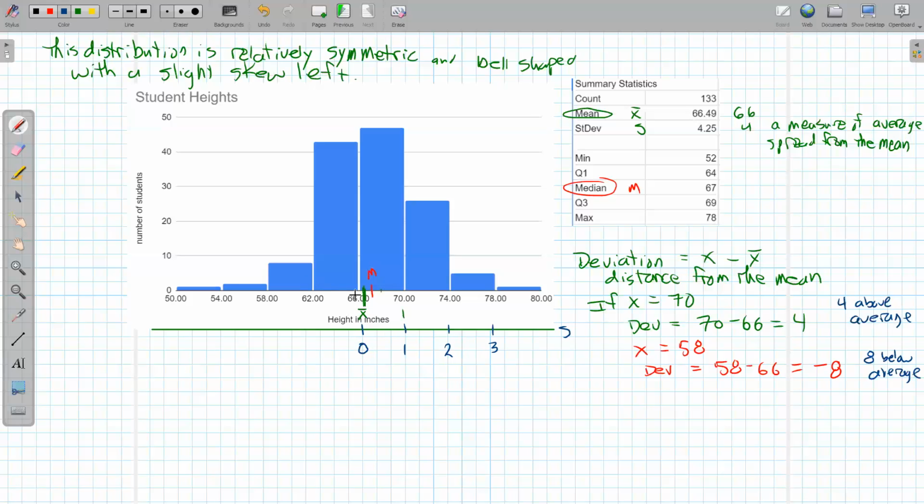1 below, 66 minus 4, that would be -1 standard deviations. 58 would be -2 standard deviations. And we always count from the mean. This is super important with standard deviation. And this would be -3 standard deviations over there. So I'm just counting how many standard deviations these numbers are on each side. So although 70 has a deviation of 4, 70 is 1 standard deviation above the mean.